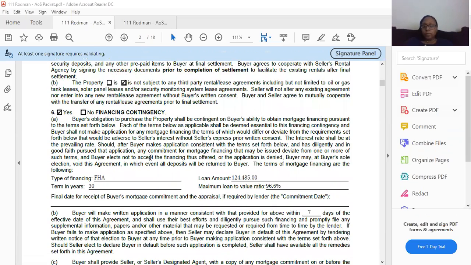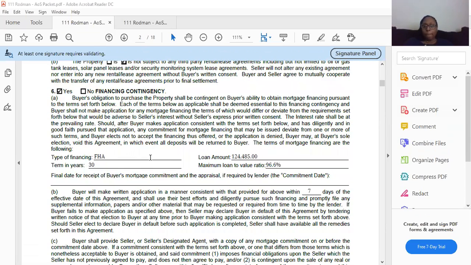All right, next section, this is a big one, financing contingency. So it's going to be yes if the buyer is obtaining a mortgage of any type. This one is FHA, could be VA, could be conventional, could be a renovation loan like 203K, different things. So if they're saying yes to a mortgage, they want to put what type it is here, the term in years, the loan amount, which should also be on the pre-approval letter, and the maximum loan to value ratio.